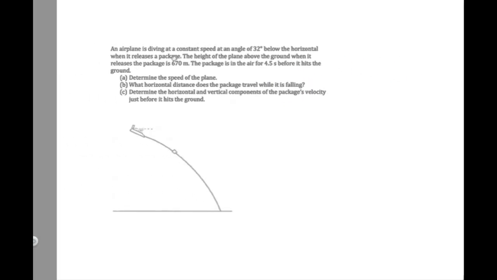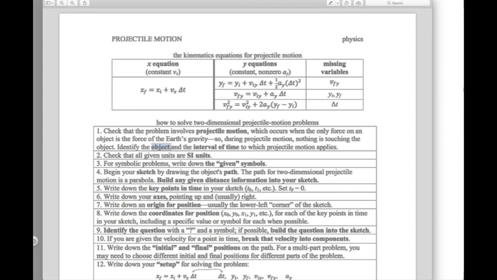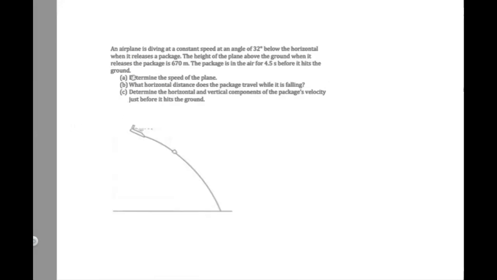After the package is released from the plane, and until the package hits the ground, there will be nothing touching the package. So in that interval, the only force on the package will be the force of the Earth's gravity. That's the definition we're using for projectile motion. So the object that experiences the projectile motion is the package, not the airplane.